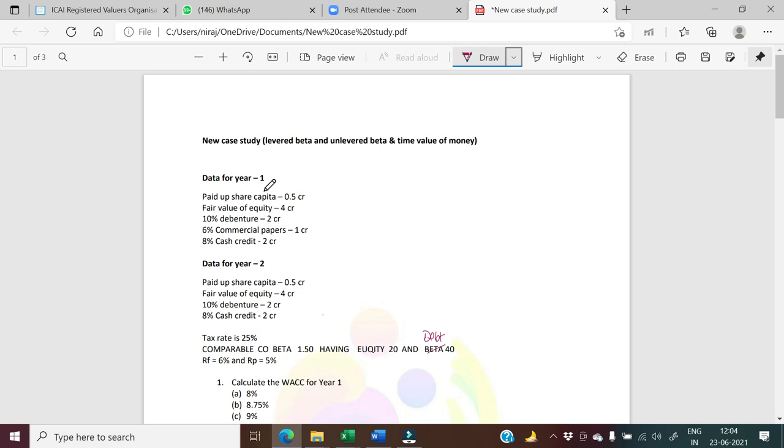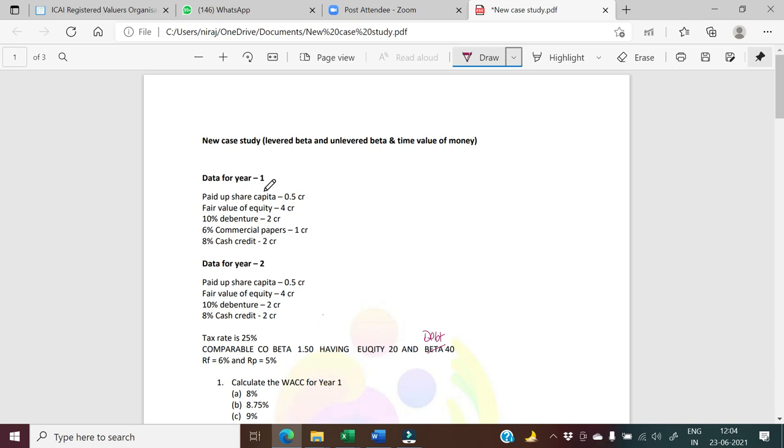So the data given to you for year 1 is: paid up share capital is 0.5 crores, fair value is 4 crores, 10% debentures is 2 crores, 6% commercial papers is 1 crore, 8% cash credit is 2 crores. Data for year 2 is almost similar to year 1, only commercial papers are not there in year 2. Tax rate has been given to us as 25%.